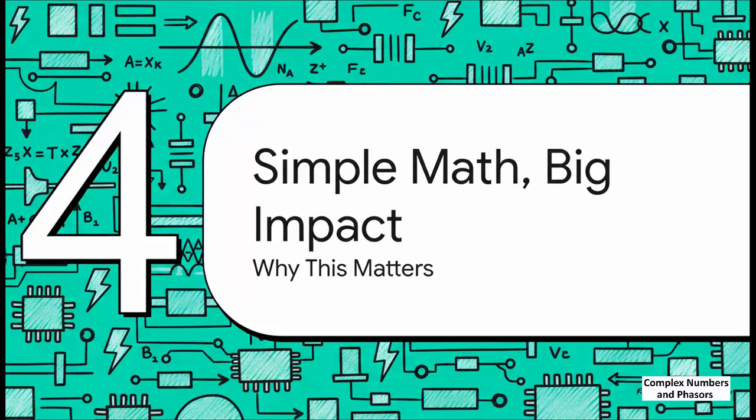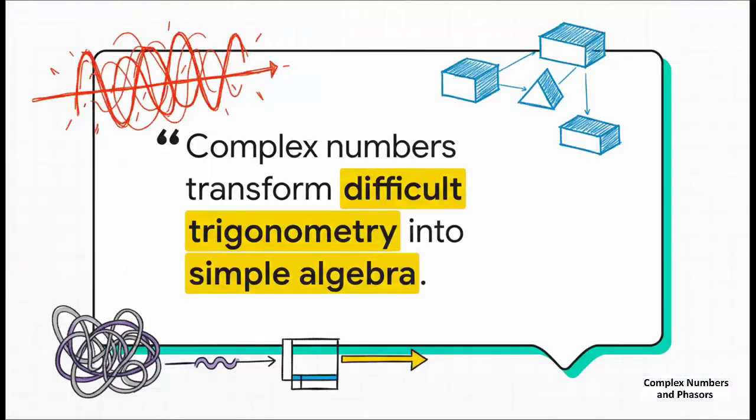So let's step back for a second. What's the big picture here? This isn't just some clever trick for a test. This fundamental shift from messy trigonometry to simple complex algebra is the bedrock of modern electrical engineering. It's what allows us to design the power grids, the communication systems, and the computer chips that our entire world runs on. If you take only one single thing away from this explainer, let it be this. Complex numbers are the natural language of alternating current. They transform difficult, error-prone trigonometry into simple, clean algebra.